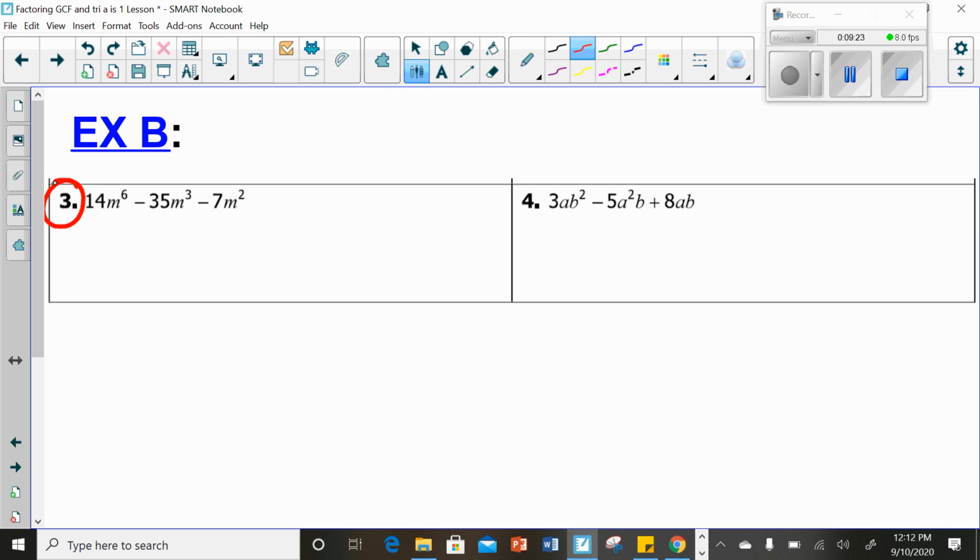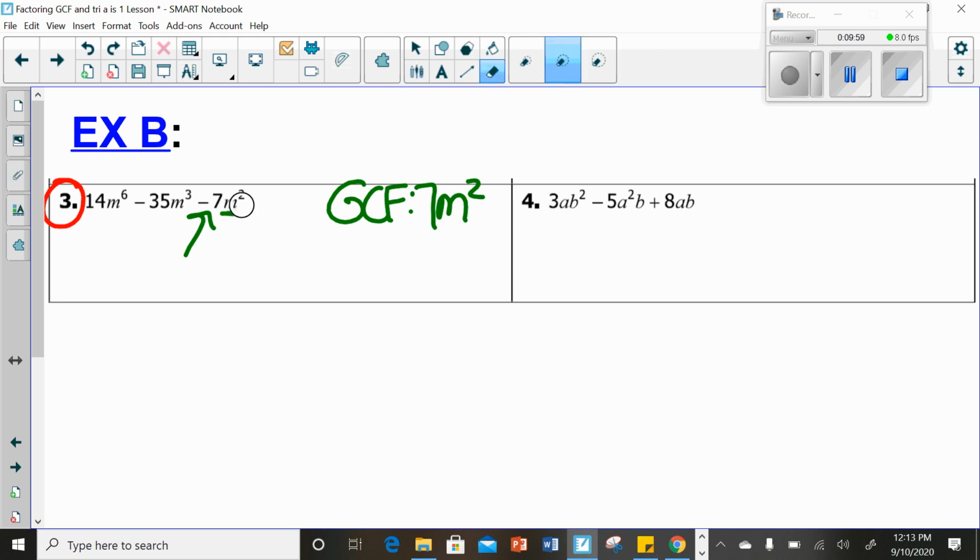So for number 3, you should have looked at our smallest whole number, 7, and seen that our GCF is going to have a 7. You also would have seen that this m squared can be taken away from each term, because m to the 6th can give up m squared, m to the 3rd can give up m squared. So our GCF there is going to be 7m squared. Okay?